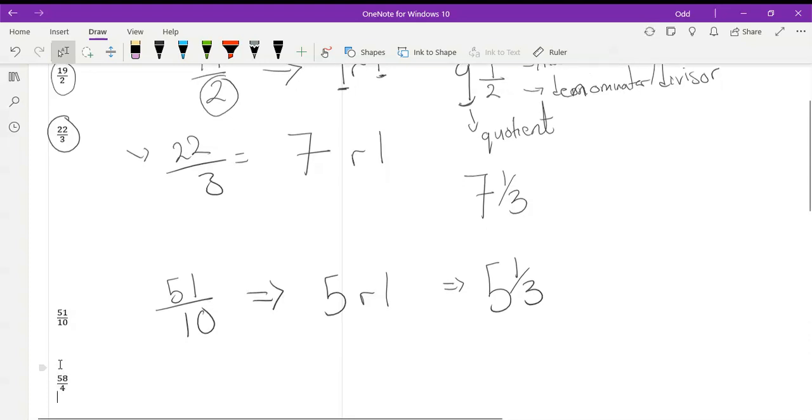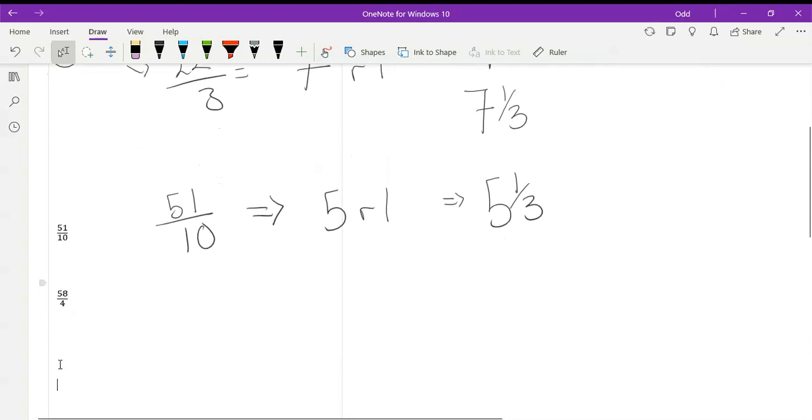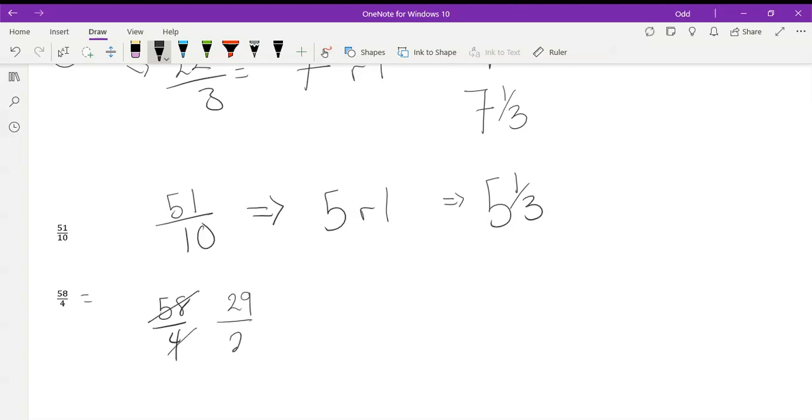We have 58 over 4. Now, before we change this to a mixed fraction, we can also check if there are common factors between the two. We have 58 and 4. What's common between the two? 2. So 2 in 58, that will be 29. 2 in 4, that will be 2. So we can simplify the improper fraction before we change it to a mixed fraction. So we've simplified 58 over 4 to give us 29 over 2.